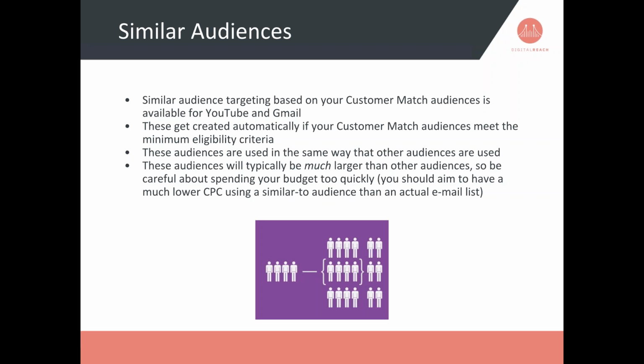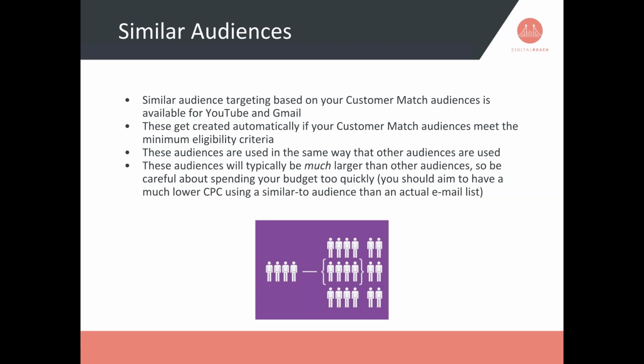I would say that if you do decide to try out these similar to lists, be careful about spending your budget too quickly. Typically, since those lists are very large, your budget will cap out very early in the day. So keep an eye on things like your cost per click and your impression share. If your cost per click on your original set of users is, let's say, $3, I would be looking for a cost per click downwards of like 50 cents on the similar to audience, because we know that those users haven't all actually submitted their emails, so why would we be paying just as much for a click as we would be on the list of users that we know are actually on the list?